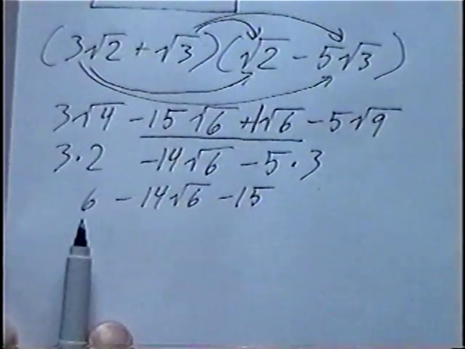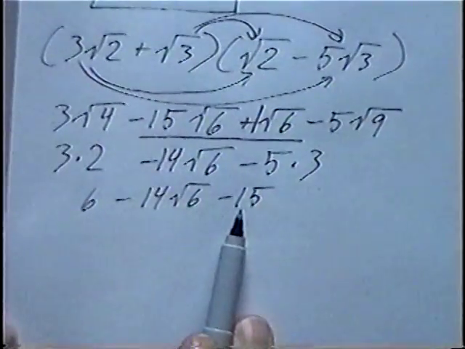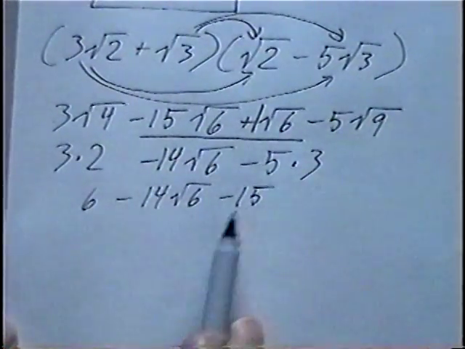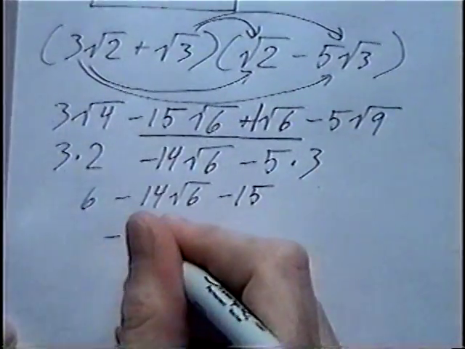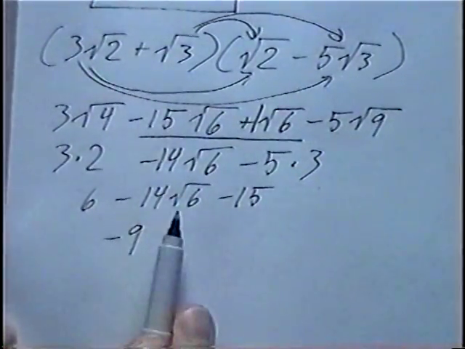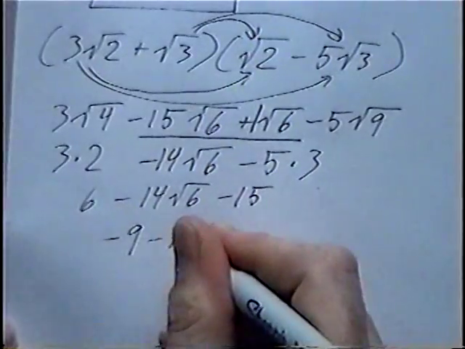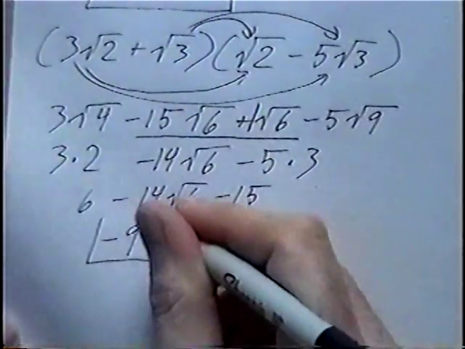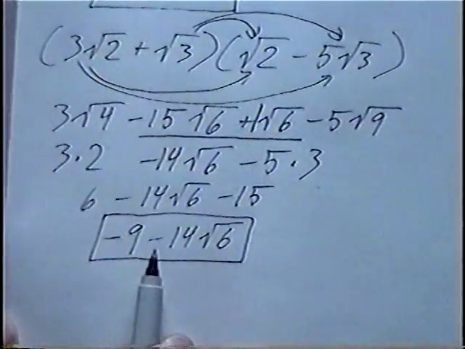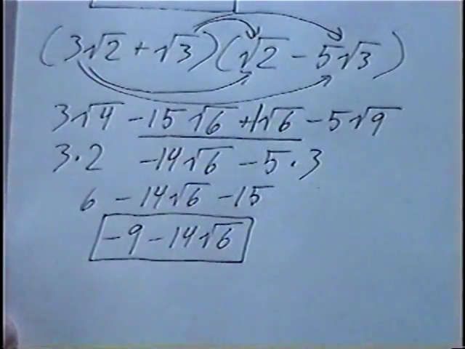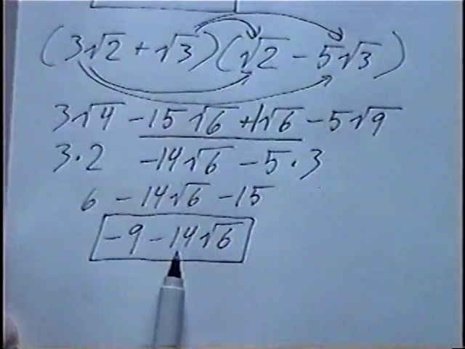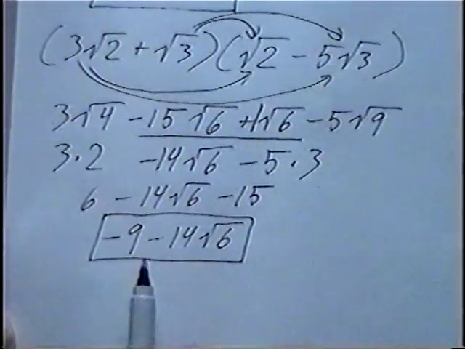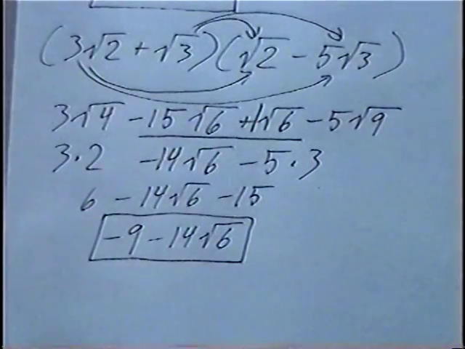Last step, combining like terms. We have a 6 and a minus 15. Both are just integers without radicals. So 6 minus 15 would be negative 9, and minus 14 radical 6 would stay the same. So our final answer, negative 9 minus 14 radical 6. And again, the negative 9 and negative 14, we can't subtract those because the 14 has a radical and the 9 does not.